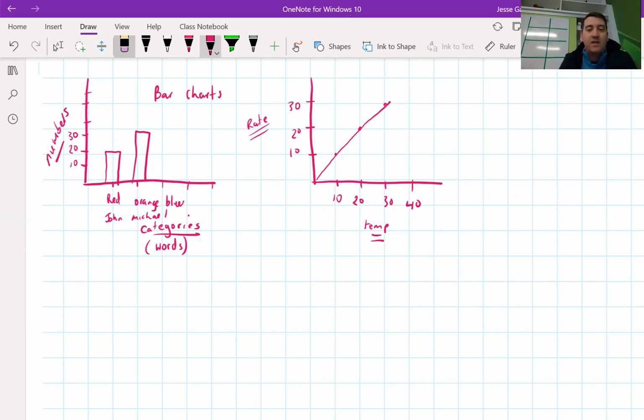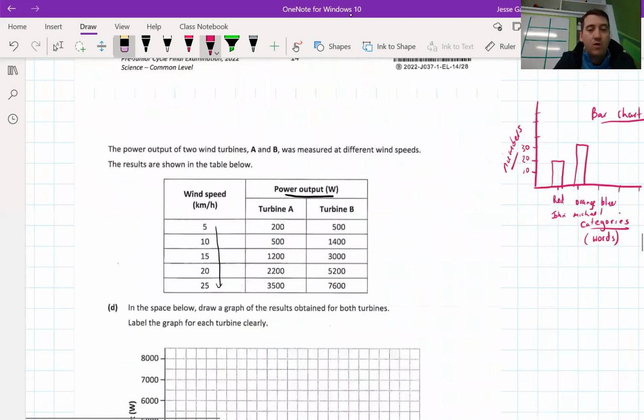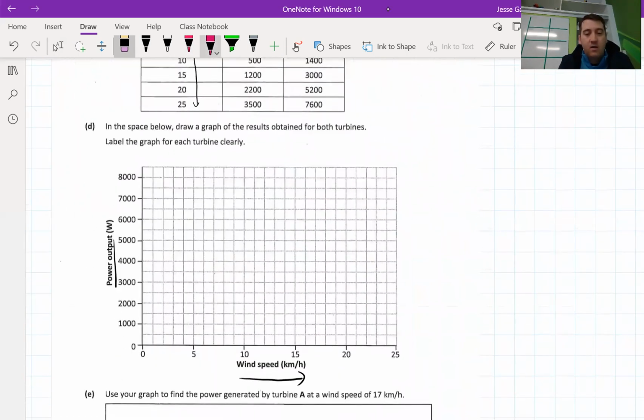So key thing, on the axis, where there is one set of numbers and one set of categories, words, we use a bar chart. When we have two sets of numbers like this, 10, 20, 30, then we use something called a trend graph or a line graph, when we plot the points and we then join the points by a line of best fit. So notice here, what are we measuring? Wind speed, with numbers 0, 5, 10, 15, and power output with numbers 1,000, 2,000, 3,000. So this here is definitely going to be a trend graph.